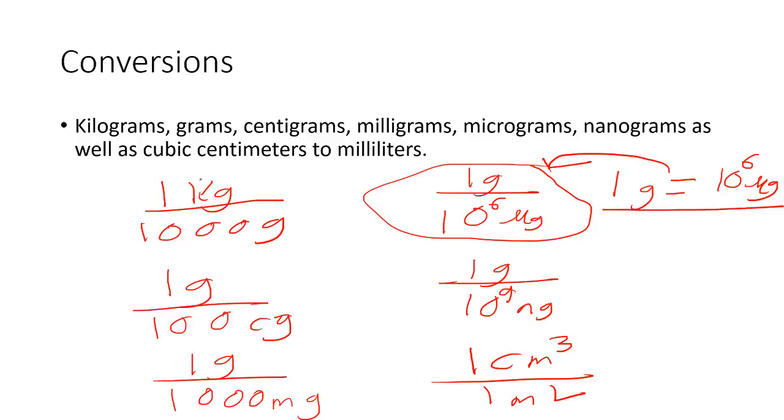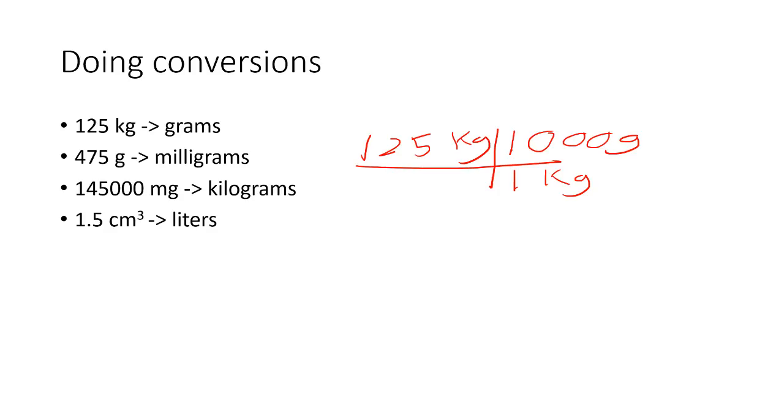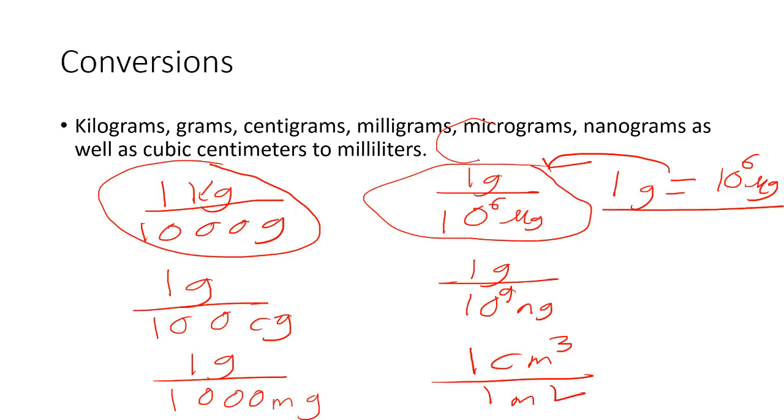You'll note that here I had the kilogram on top and the 1,000 grams on bottom. But over here I had the 1,000 grams on top and the 1 kilogram on bottom. That's because since these fractions are equal to 1, either number can be on top and bottom. So how do I choose? I choose which number will be where based on the units. I know in my problem that I started with kilograms here.